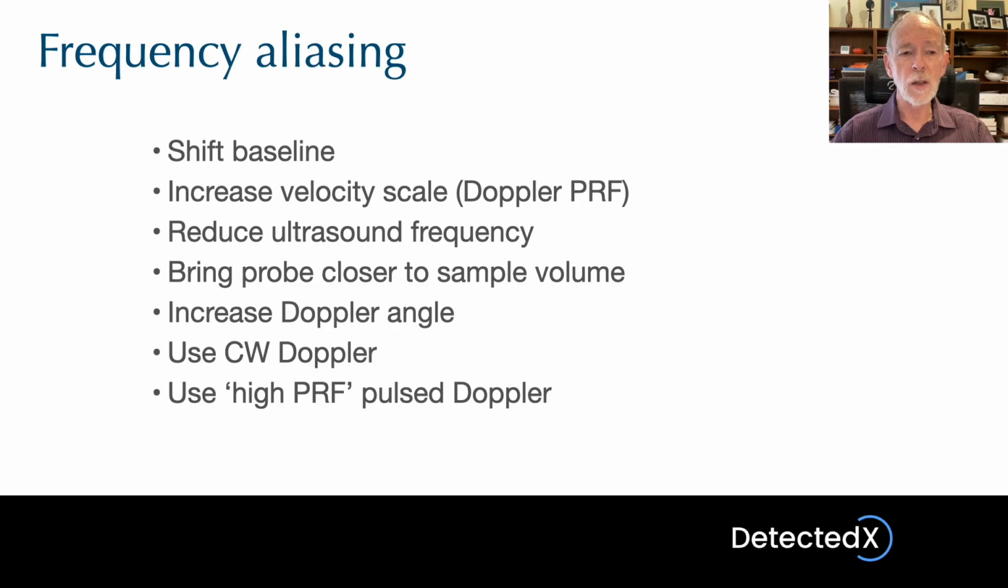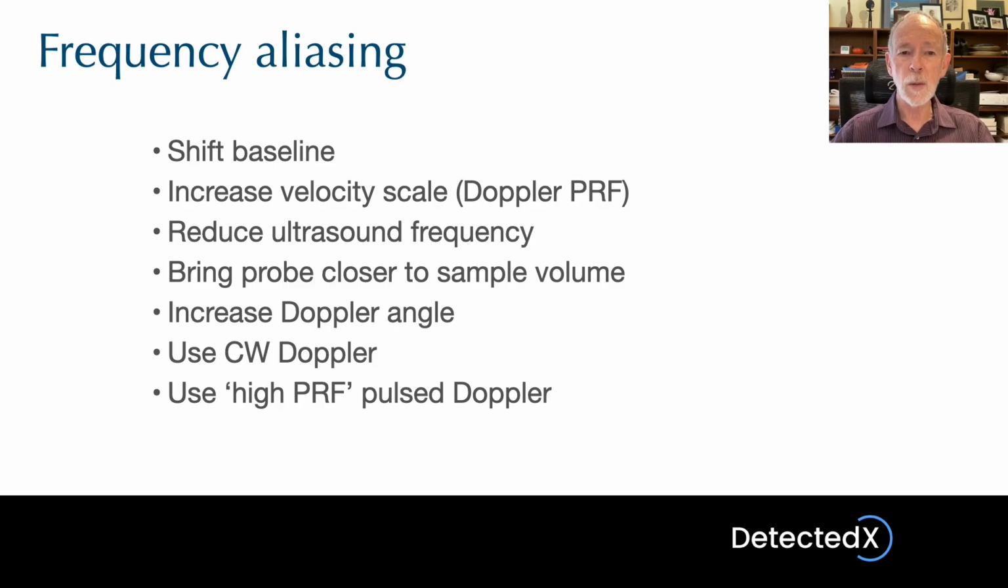If you are doing echocardiography, you always have the option to set aside the pulse Doppler and use continuous wave Doppler instead. However, for other types of machine, for general machines, CW Doppler is not available as an option.